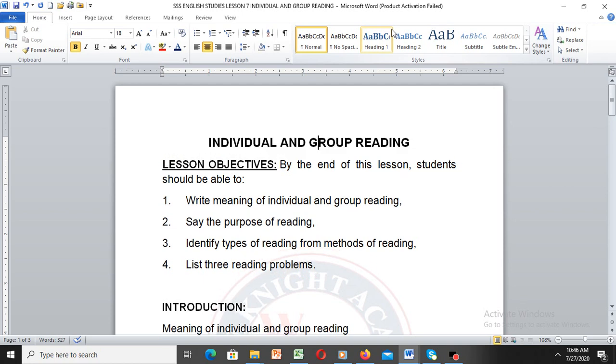We have a topic before us today. The topic to be discussed this morning is titled Individual and Group Reading.